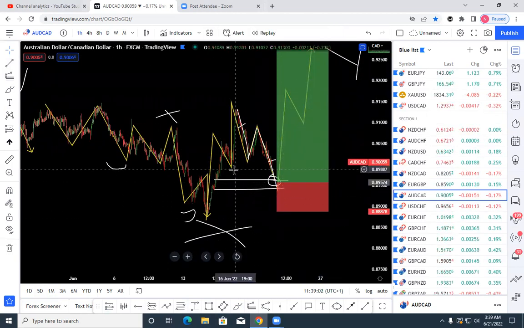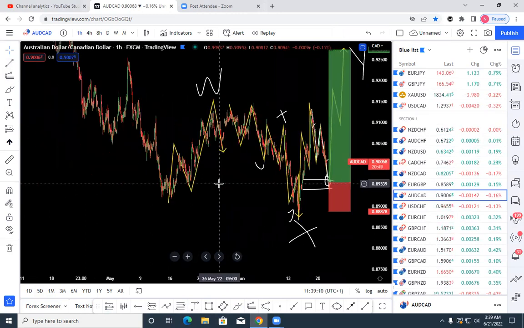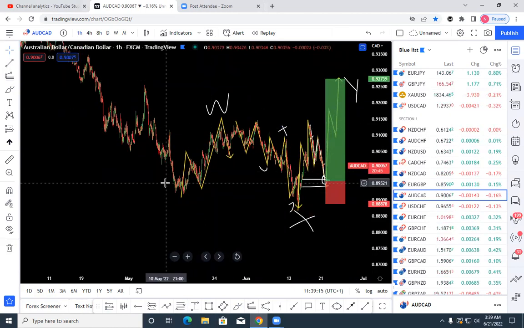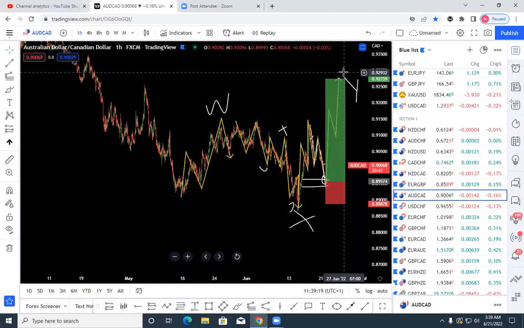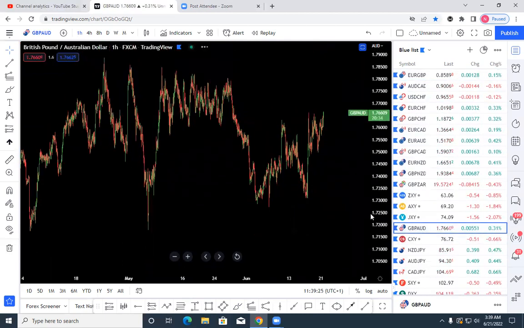All right, so where's the psychological level around this place, guys? That's 8950. Let's be waiting for it at the 0.8950 sub psychological level. By the time we get to this level, this will be a very straightforward trade, guys, from this level to the downside. Is that okay now? So let's look at GBP AUD, guys.